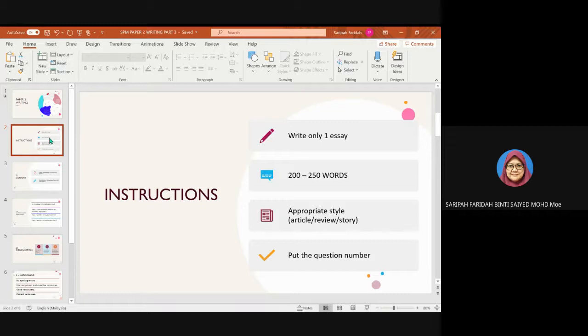In your question paper, there will be a space for you to write the question number. Put the question number, it's important. If you follow this instruction, write only one essay, 250 words, appropriate style, question number, even if you write gibberish but you write only one essay and put the question number, at least you get 1.